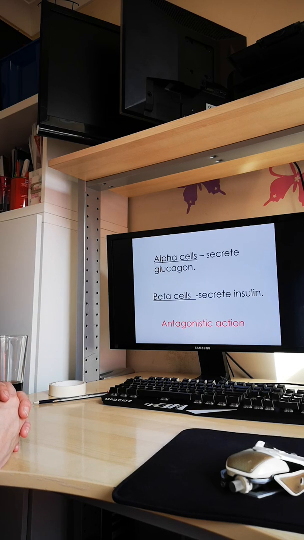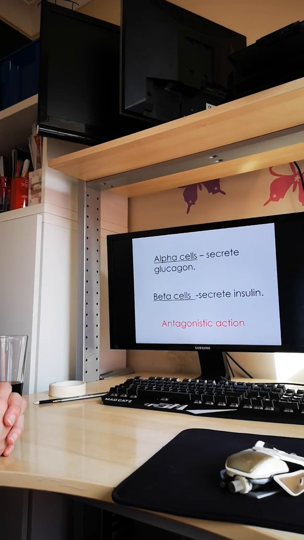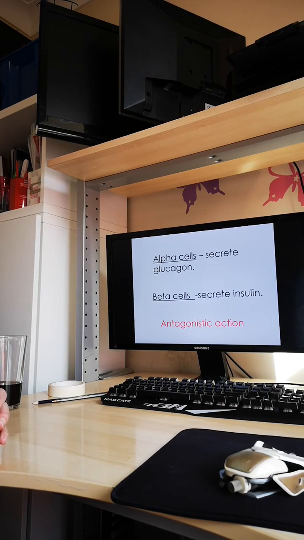So these cell types, we can say, have an antagonistic action. We've met this word now in 3 topics. We met it with the parasympathetic and the sympathetic arms of the autonomic nervous system. We met it with the bicep and tricep action in the arm in antagonistic muscles. So what did it mean? It's that idea that they have opposite actions.